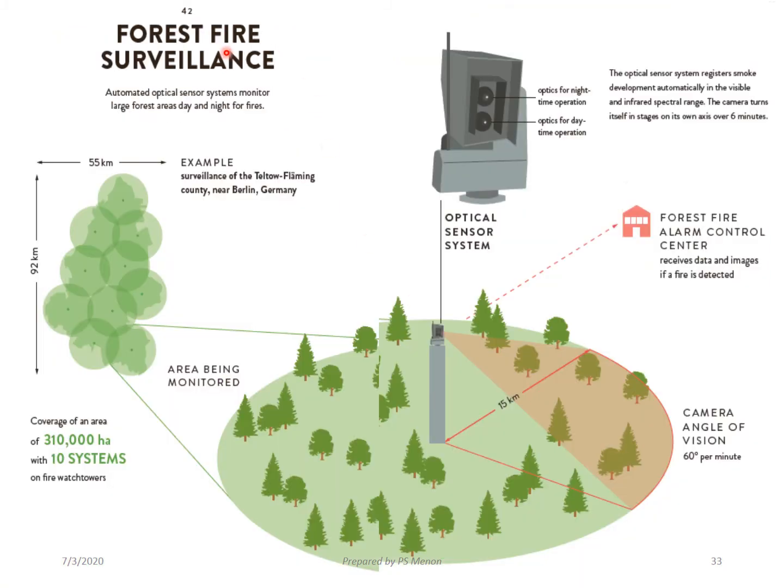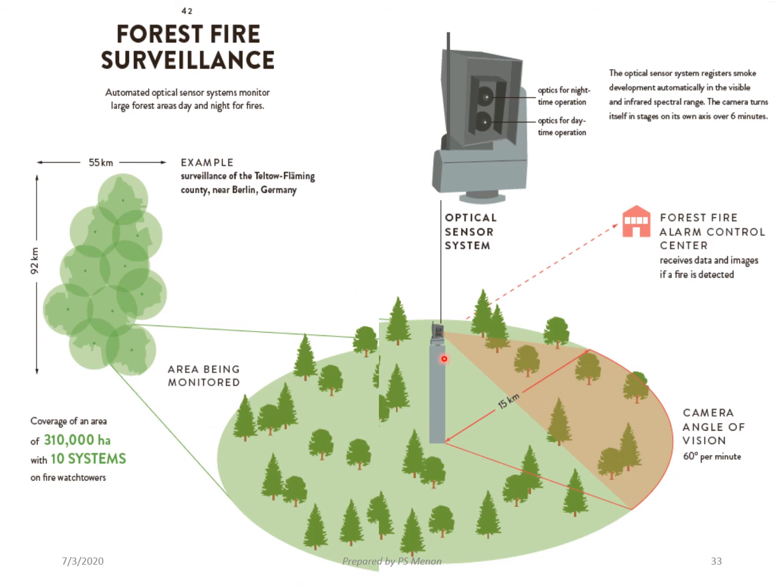Forest fire surveillance. Automated optical sensor systems monitor large forest areas day and night for us. For example, you have the surveillance of the Teltow-Fläming County in Germany. The area is 55 kilometers by 92 kilometers. It covers 310,000 hectares. So you have 10 systems in this area. This is the area being monitored.